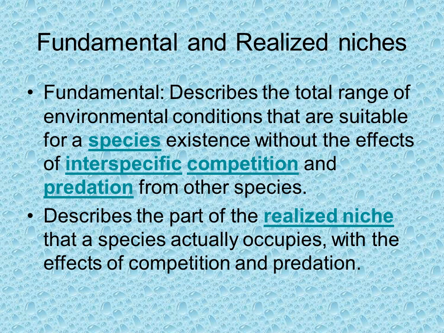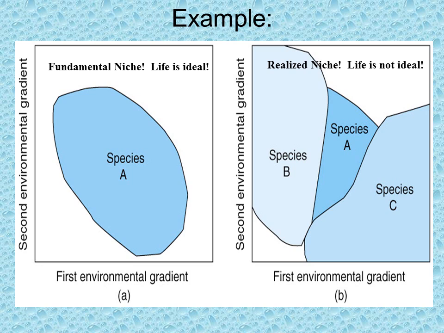Now, usually we don't live in a fundamental niche. We live in what's called the realized niche. And the realized niche is in the presence of competitors and predators and limited resources. So it's very rare that we have a population that lives in areas where there are just unlimited resources. But if we look at this graphically, you can see that the fundamental niche, life is ideal. So you have species A living very large, okay, so the size of that circle based on the two environmental gradients that might be present.